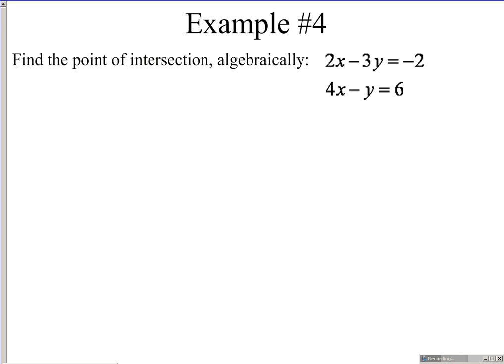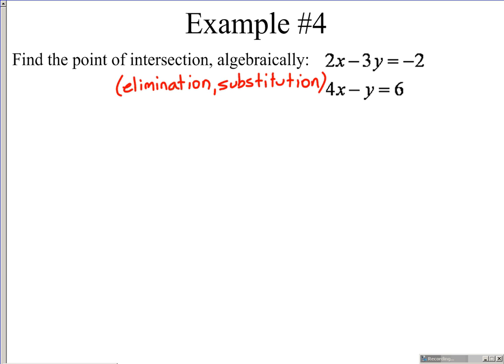Find the point of intersection algebraically. Okay, anytime you're asked to solve a system, find a point of intersection, two different ways we have of saying the same thing. Basically what you are going to do each time, this is when we use either elimination or we use substitution. Once again, I do not care what method you use. I like using elimination myself. I think it's a little bit quicker, so that's the method that I'm going to use here.